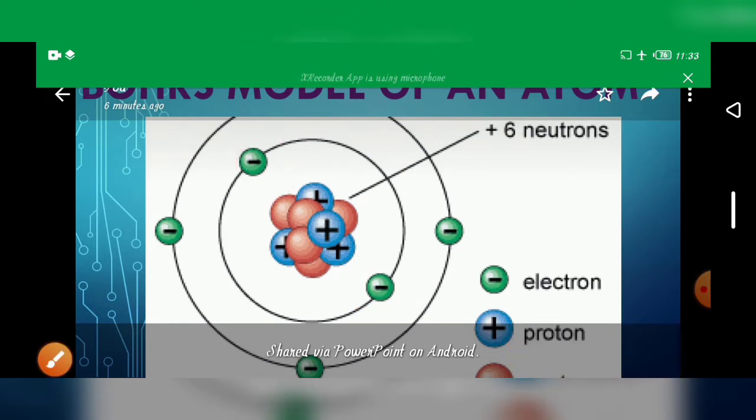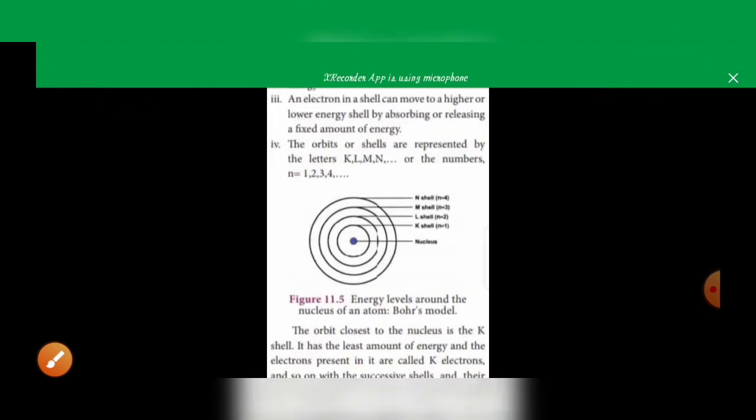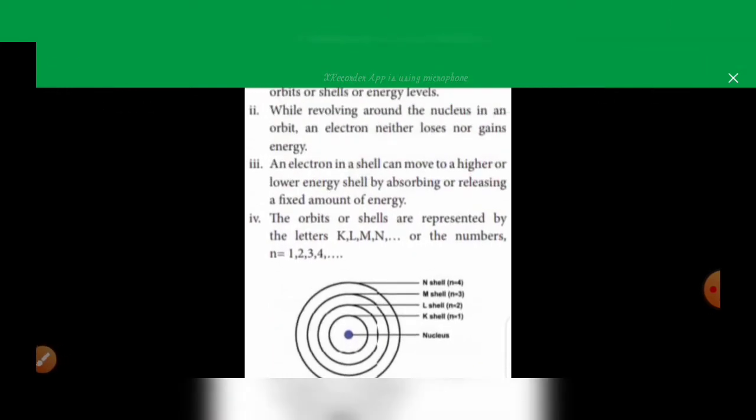Next, you know very well that an electron in a shell can move to a higher or lower energy level. Suppose you are removing or adding electrons, the atom will gain or lose electrons by absorbing or releasing a fixed amount of energy. Suppose you give energy, we can remove the electron; otherwise, when an electron is added, it loses energy. Okay, next we go here.